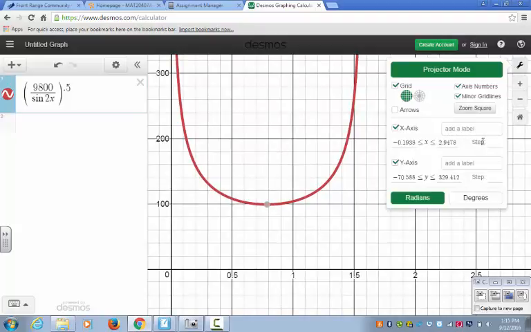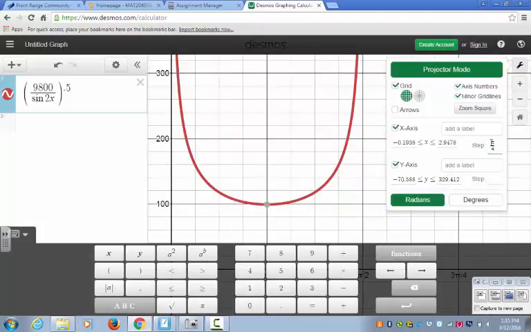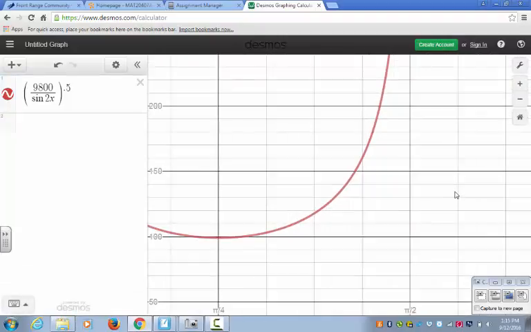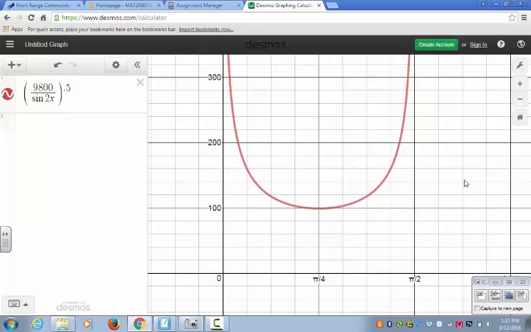Let's do the x-axis by steps of pi over 4, just so we can see where those x values are. Okay, so there's the graph we're looking for. That's what they're asking for. So that's the graph of the initial velocity. And you can kind of see that if our angle is super small, the initial velocity has to be very, very large. And then we have this medium place here at pi over 4, where that is going to be the angle where we need the least velocity. So that's what we're kind of targeting.